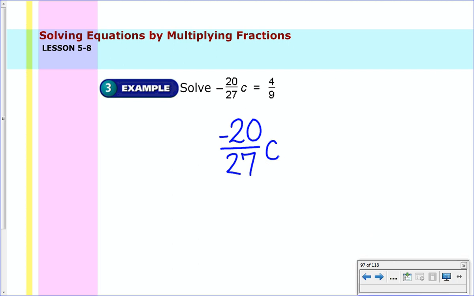Negative 20/27 c is the same as 4/9. Same idea. But you'll notice one thing I did right away, I assigned that negative sign to the numerator. Remember, when you're dealing with fractions, only one part of it is negative. If you make both numerator and denominator negative, that makes it a positive answer because two negatives when you multiply or divide is positive. So I always do that first. So go ahead and multiply by the reciprocal.